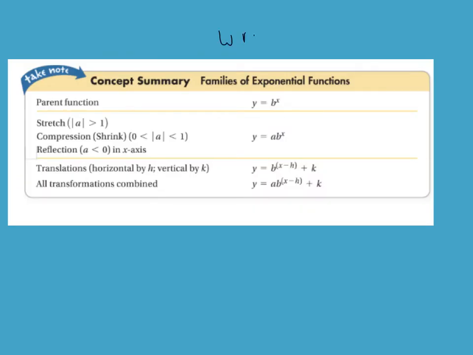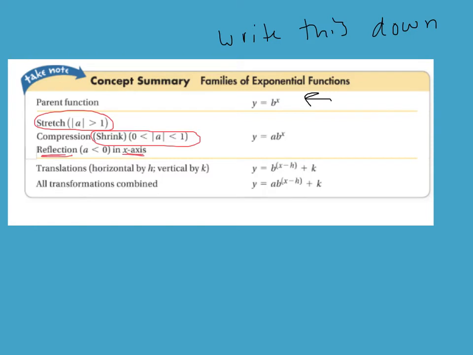And make sure to write this down so you have a reference. Now again, the parent function depends on the b. If a is greater than 1, it's a stretch. If a is less than 1, it's going to be a shrink. And all you will have to say is stretch or shrink. Now, if a is negative, it's going to have a reflection over the x-axis. That's always going to be the case.